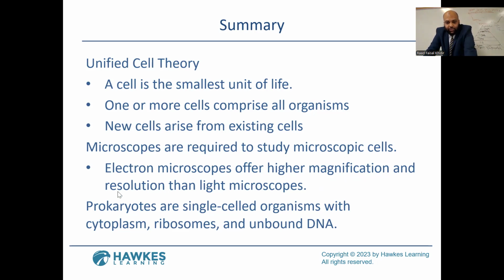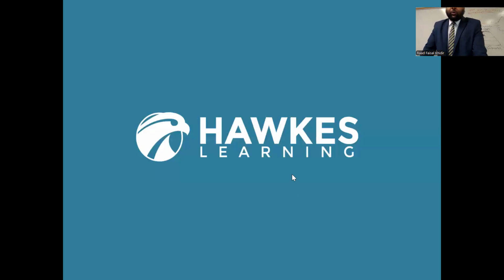So prokaryotes are single-celled, and they have cytoplasm, DNA, a plasma membrane, and, what's the fourth thing that prokaryotes have? The ribosome. Okay.